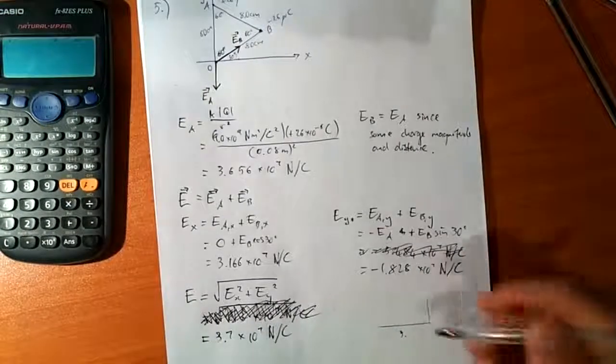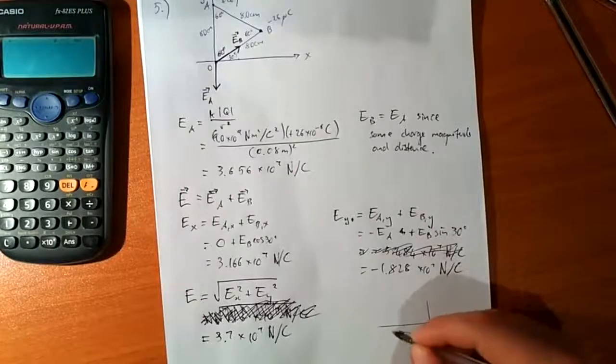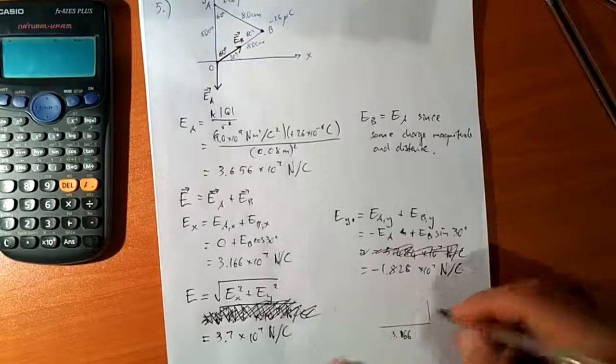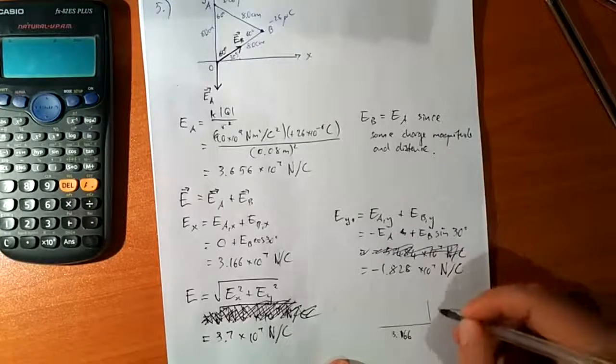Okay, so the x component there is 3.166, and this one is less.